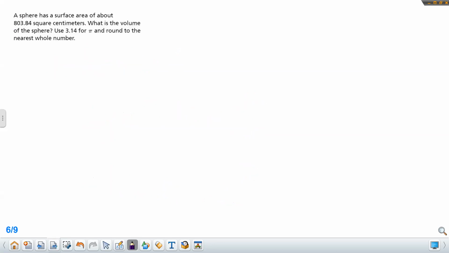Number 2. A sphere has a surface area of about 803.84 square centimeters. What's the volume of the sphere? Okay, here you have the sphere area and you need to find the volume. But if you want to find the volume, you will need the radius. So I will start with the area. What's the rule of the area? It is 4 pi r square. So 4 pi r square equals 803.84.